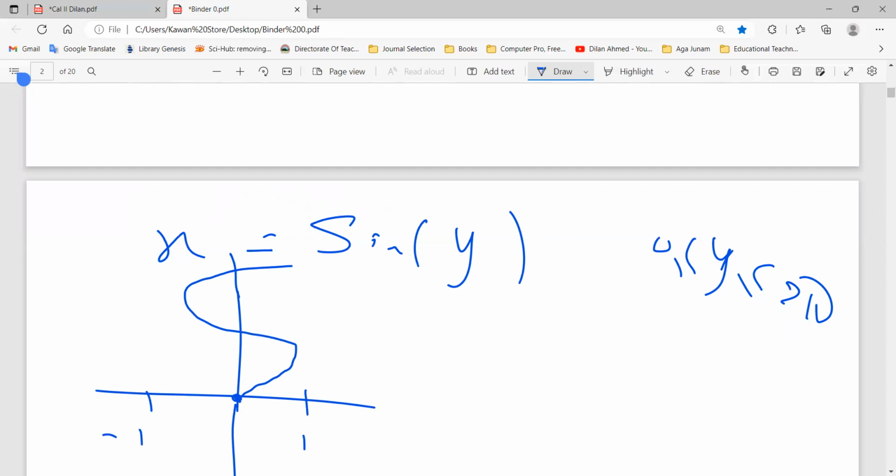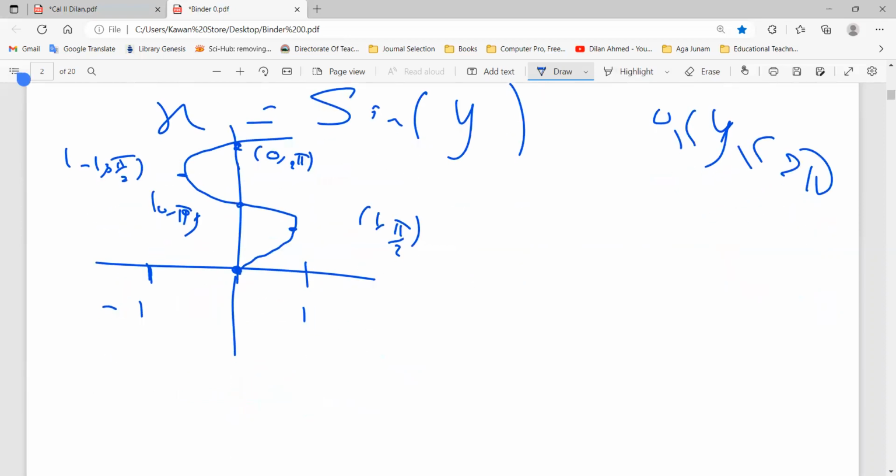Okay, so 0, 0. Here will be what? 1 and pi over 2, right? Here will be 0 and pi. Here will be what? Minus 1 and 3 pi over 2. Here will be what? 0 and 2 pi. The value of y changed. You got it. Understood? You got the idea?